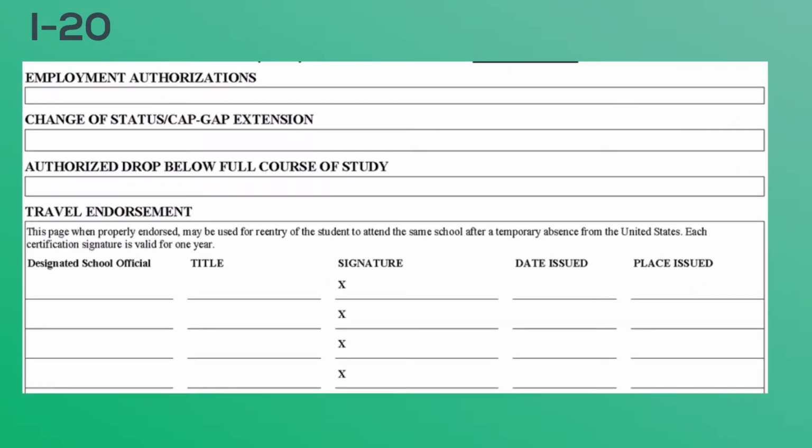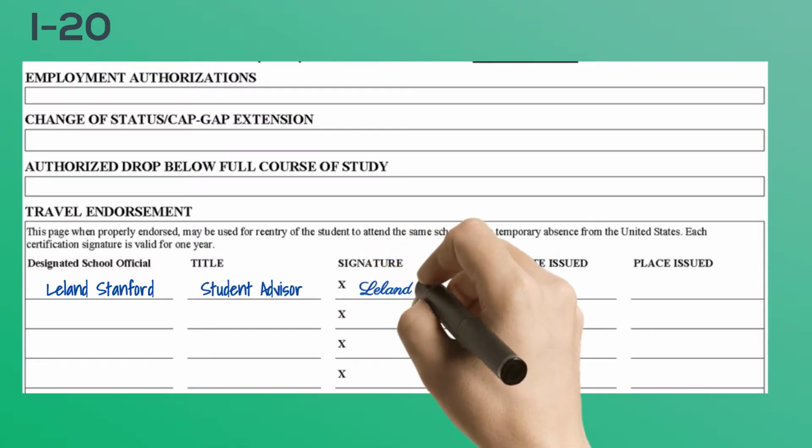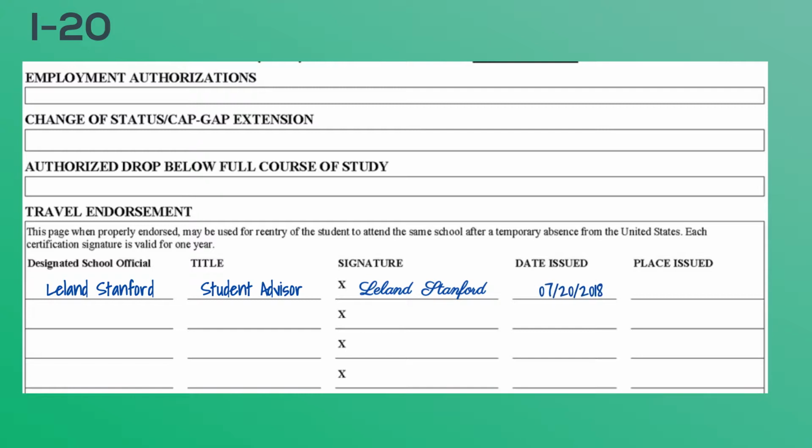One last note about the I-20. The second page of the I-20 contains a section for a travel signature. Students must have a valid travel signature from a Bechtel International Student Advisor in order to re-enter the United States.